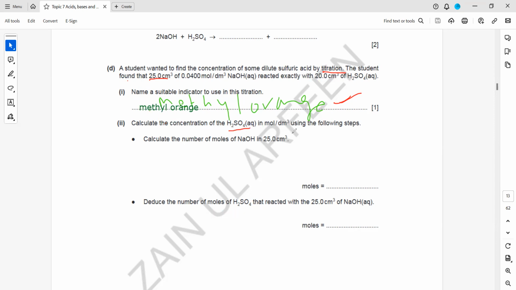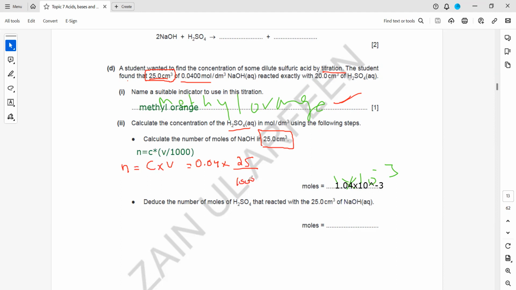Calculate the concentration of sulfuric acid using the following steps. Calculate the number of moles of sodium hydroxide in 25 cm cube. So we have 25 cm cube and the concentration is 0.04. So moles equal concentration times volume. The concentration is 0.04 and the volume is 25 cm cube, but we have to convert into decimeter cube. So we divide it by 1000. So this will give us 0.001 mole.